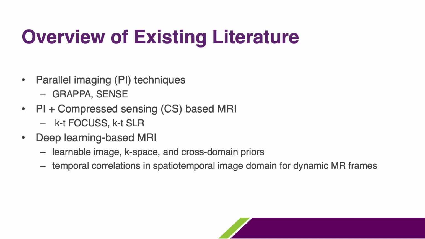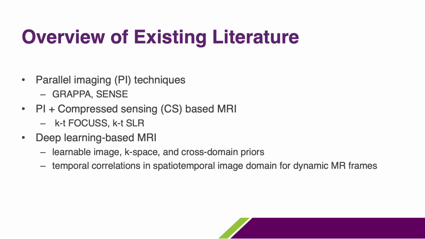Parallel imaging techniques such as GRAPPA and SENSE are widely used for acceleration in MRI machines. By combining PI with compressed sensing methods like k-t FOCUSS and k-t SLR, it becomes possible to achieve rapid imaging and higher acceleration rates with improved image quality. Recently, deep learning reconstruction approaches have gained popularity as alternatives to traditional methods.